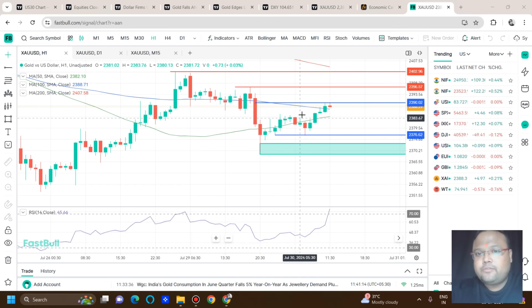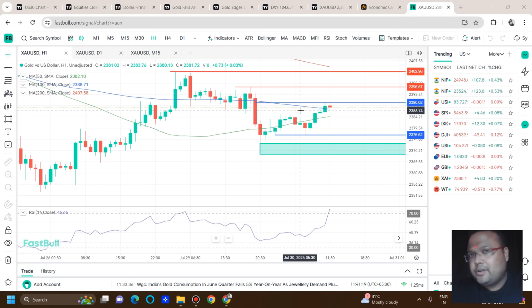So if the market goes down from here, we have two support levels. The best one is around 2370 to 2372, and then if the selling pressure is not very high, we can look for support in the 2376 area. 2350 is also present but far away.